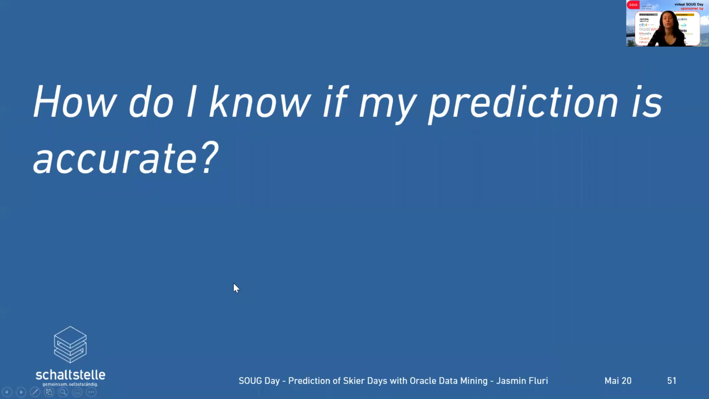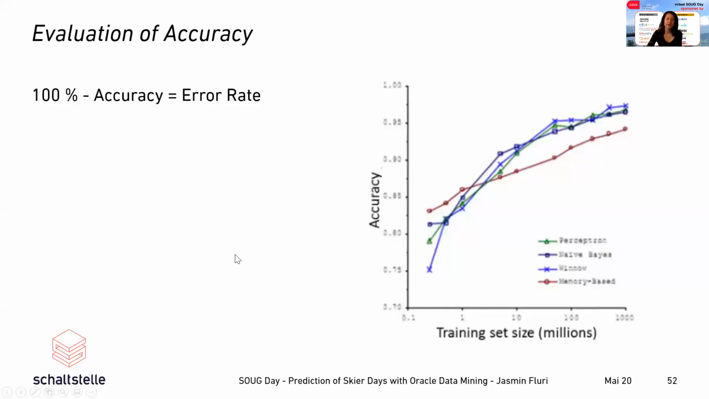But how do we know if that prediction is accurate? The numbers look great, but are they really as great as they look? The accuracy of a model refers to the percentage of predictions on the test set that are correct, or in our case, how close to the real value the prediction is on average. If we have 100% accuracy, our prediction would always be right. So the error rate is 100% minus the accuracy and tells how much we are not right.